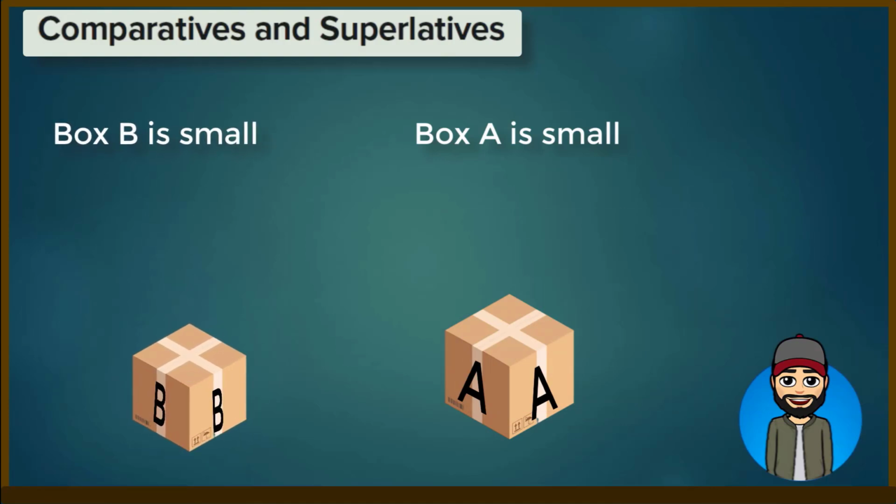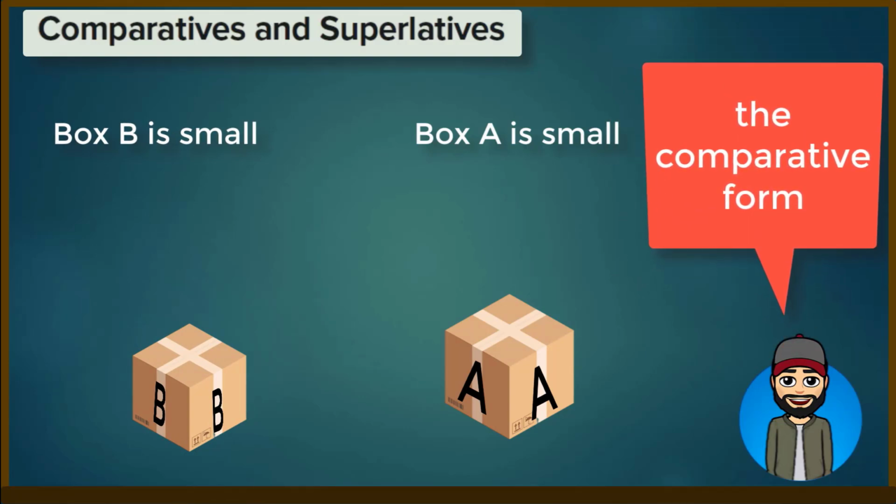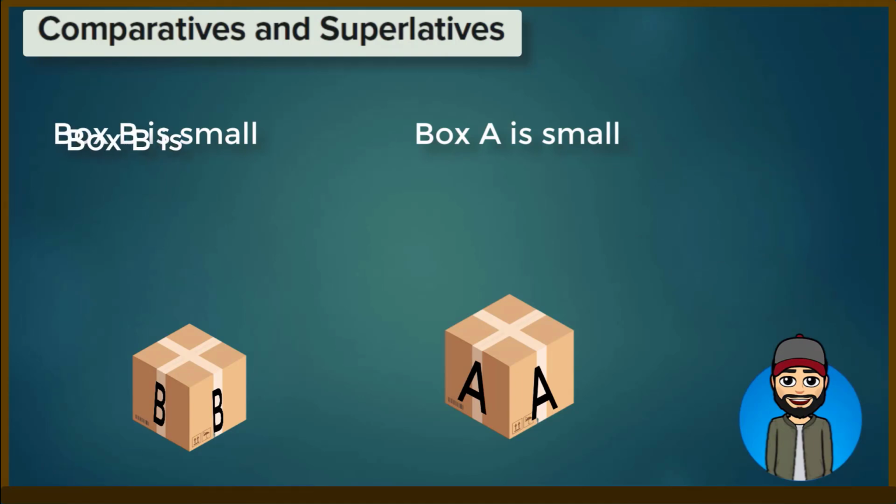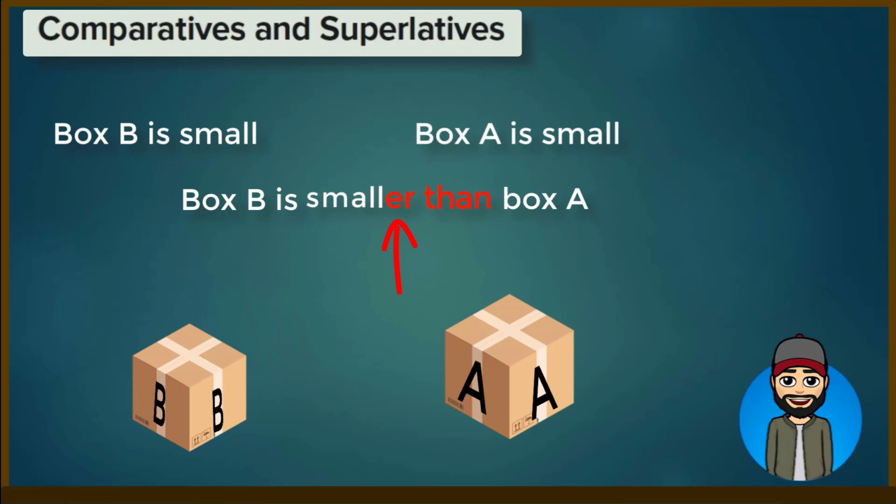Box B is small. Now we're going to compare between these two things using the comparative form. Box B is smaller than box A. Now when we compare between two things, we add ER to the adjective. And also we add than.